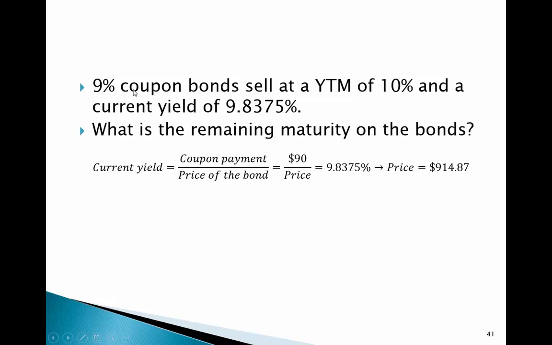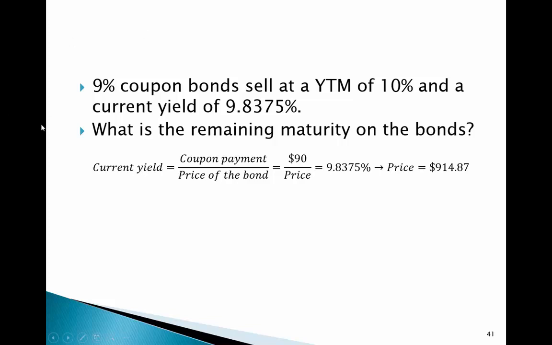And here's a problem using current yield. So this is 9% coupon bonds sell at a yield to maturity of 10% and a current yield of 9.8375%. What's the remaining maturity on the bonds? Now, oftentimes I'll ask a question like this on the exam, and people always ask me, well, you didn't give us a price on the bond, so we don't know how to solve this problem without the price.